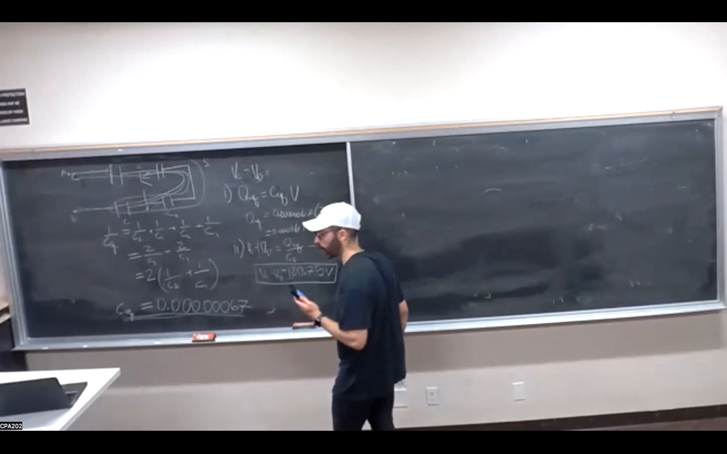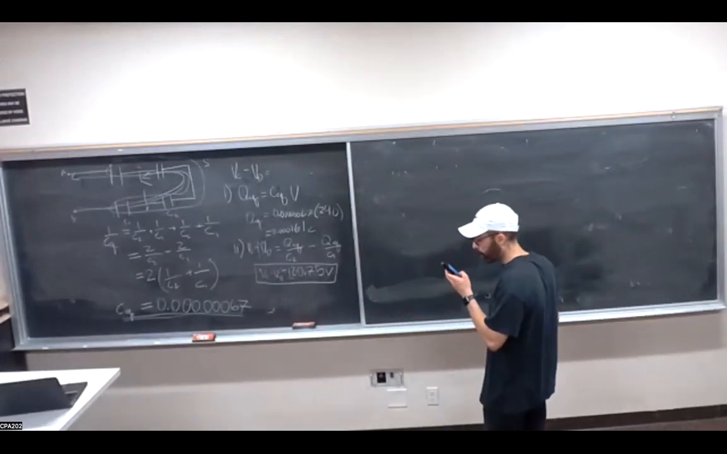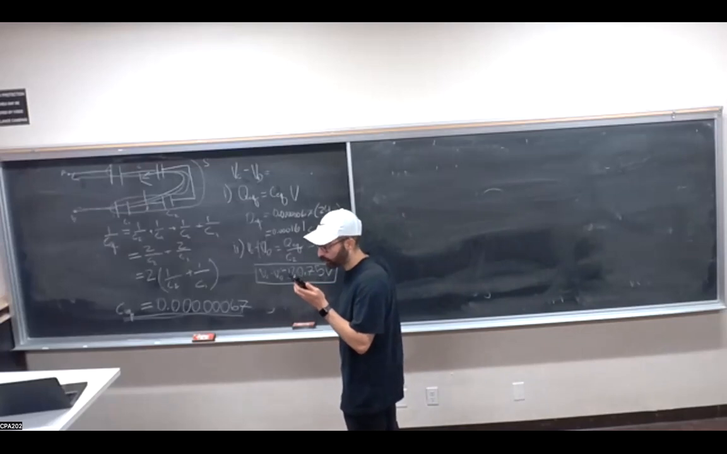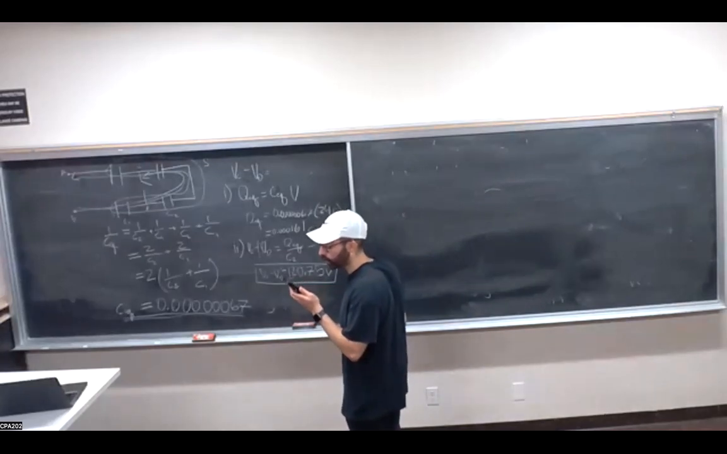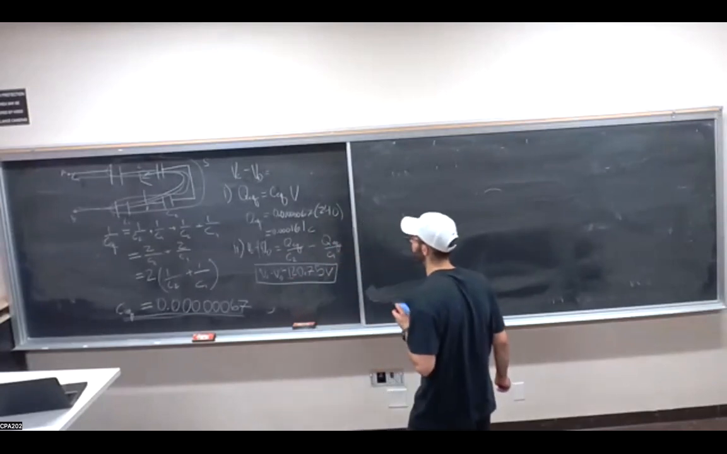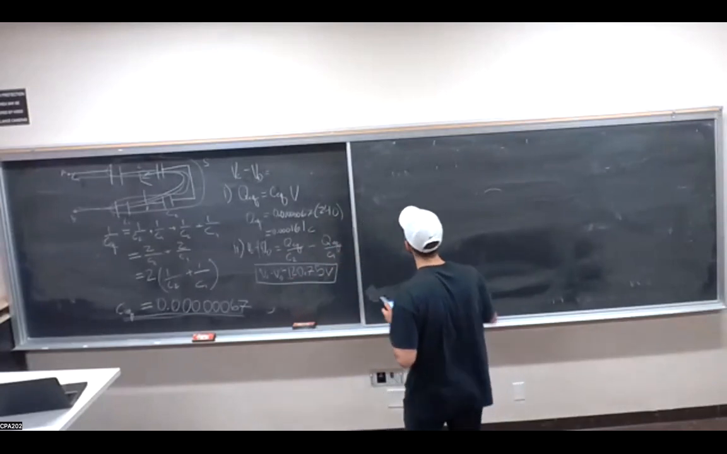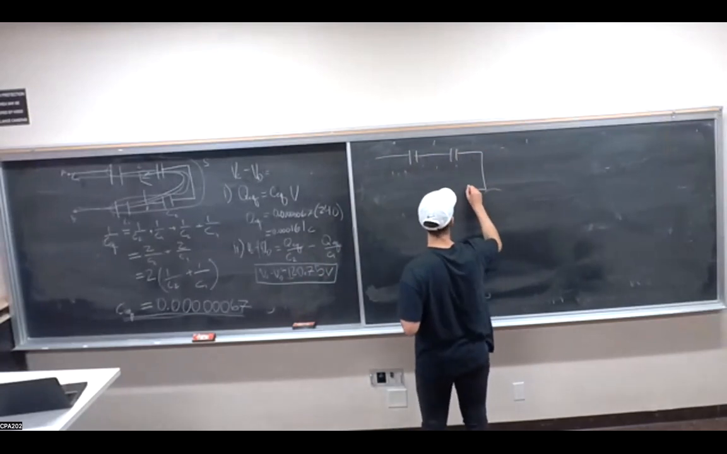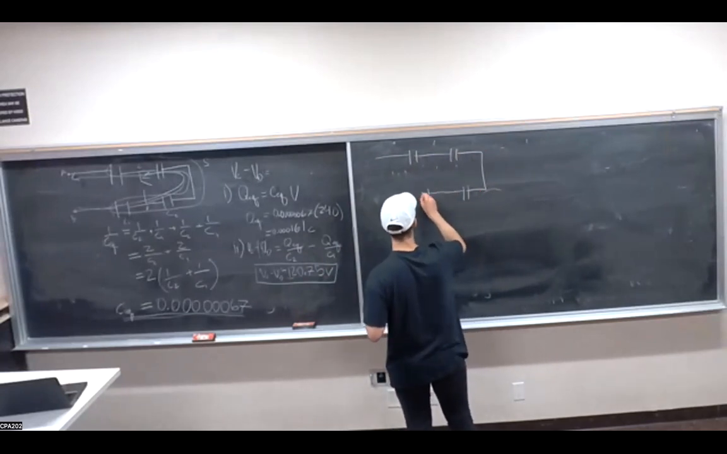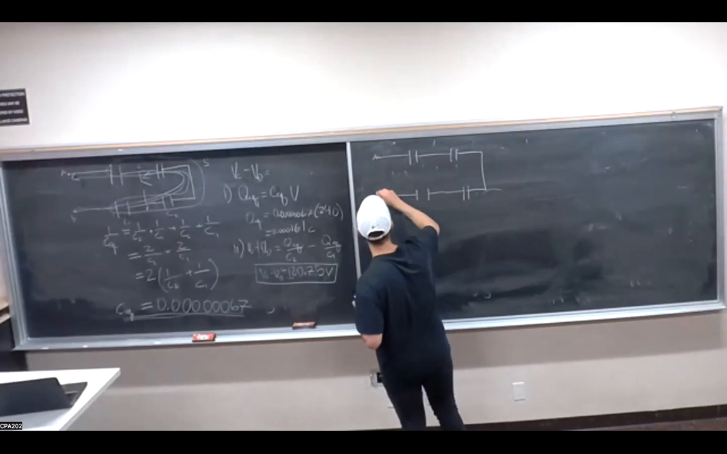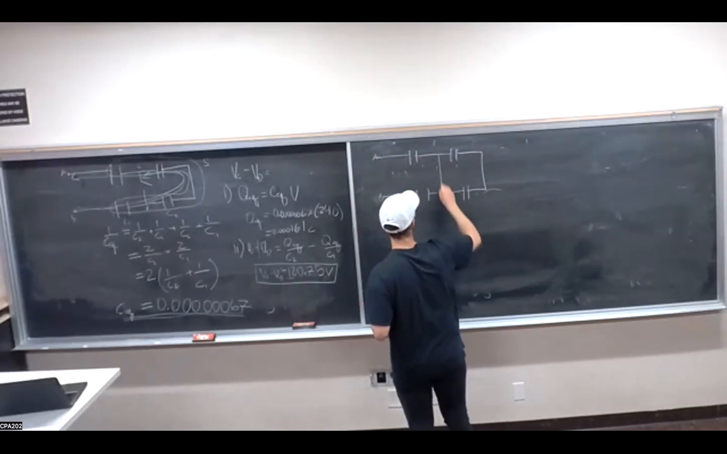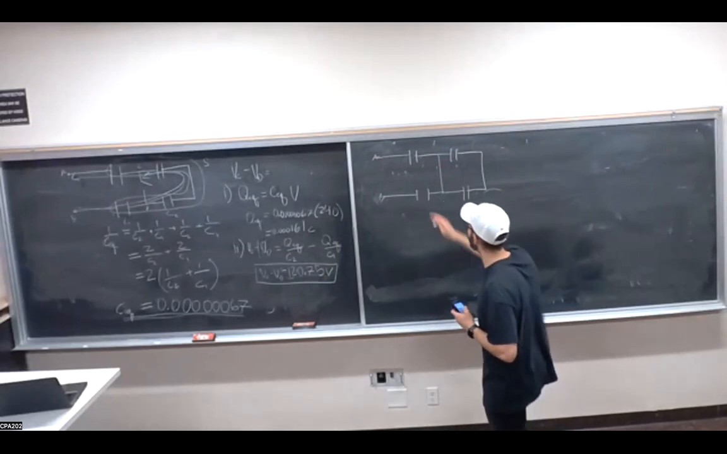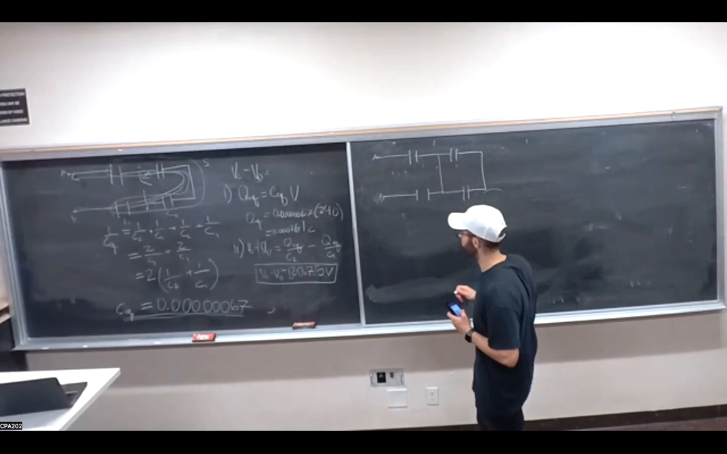All right, that is part A. And then in part B, we're asked to determine the charge on each capacitor after the switch is closed if the potential difference between points A and B remains the same. So in this situation, I'm just going to do a quick draw here. A, and this is B. The switch is now closed. We want to figure out what the charge is on this set of capacitors and on this set of capacitors.